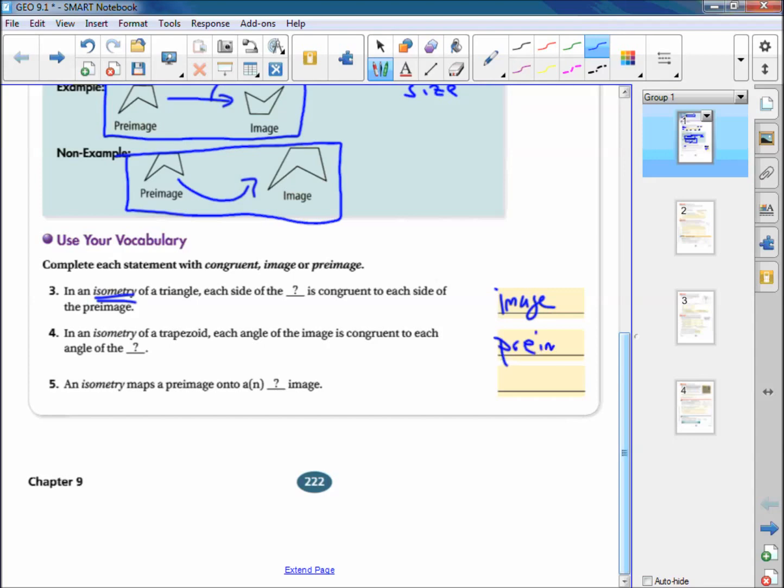Remember, an isometry does not change the size, so all the angles are going to be the same measure. All it does is turn it or flip it or slide it. So an isometry maps a pre-image onto a congruent image. So the same size, same shape. All right, so we're not going to change the size. All right, let's flip it over and see what's on page 2.